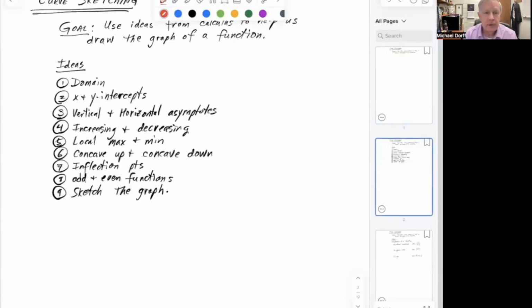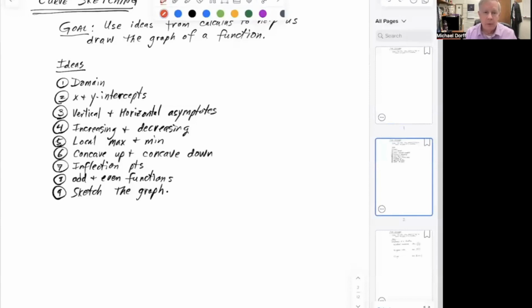Those ideas include: what is the domain of the function, and where does it have its x and y intercepts? The x and y intercepts are where the graph crosses the x-axis and where it crosses the y-axis. Are there vertical and horizontal asymptotes, and if there are, where are those? Where is the function increasing and decreasing? Where does it have local maxes and mins? Where is the function concave up and concave down? Are there any inflection points, and if so, where are they? And is the function odd or even? Using the fact that it's odd or even will help us draw some symmetry about the function.